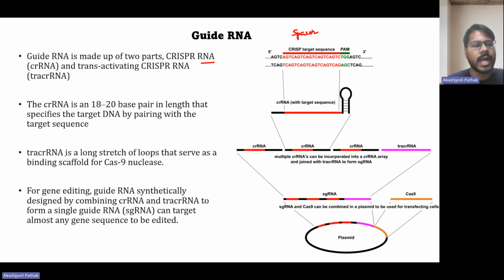Along with it, there is the trans-activating CRISPR RNA, a long stretch of loops that serve as a binding scaffold for Cas9 nuclease. This hairpin-like structure is recognized by the Cas9 protein. For gene editing, the guide RNA is synthetically designed by combining the CRISPR RNA and the trans-activating CRISPR RNA to form a single guide RNA. You will have to design a plasmid having the sequence of the CRISPR RNA and the repeat sequence, and along with it the gene for Cas9. Together this will express Cas9 and the guide RNA.